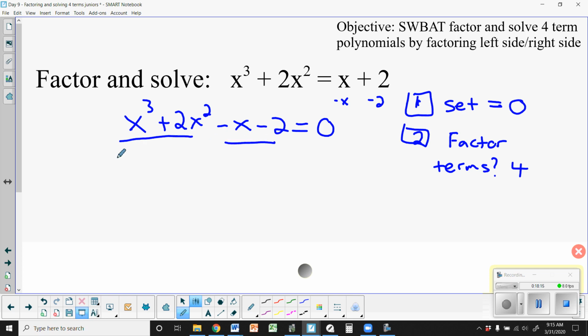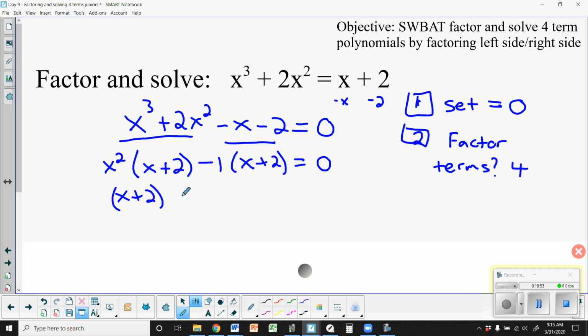So what can we factor out of the first one? That's right, we can factor out an x squared. Then we're left with x cubed divided by x squared is x, 2x squared divided by x squared is plus 2. Then minus, so we have to factor out a negative number. What can we factor out of negative x and negative 2? That's right, we can always factor out a 1 if possible. So this is actually a negative 1, so it's going to be x plus 2 equals 0. All right, so let's keep factoring. We can factor out an x plus 2 because that's the same in both parts. And then we have an x squared minus 1.